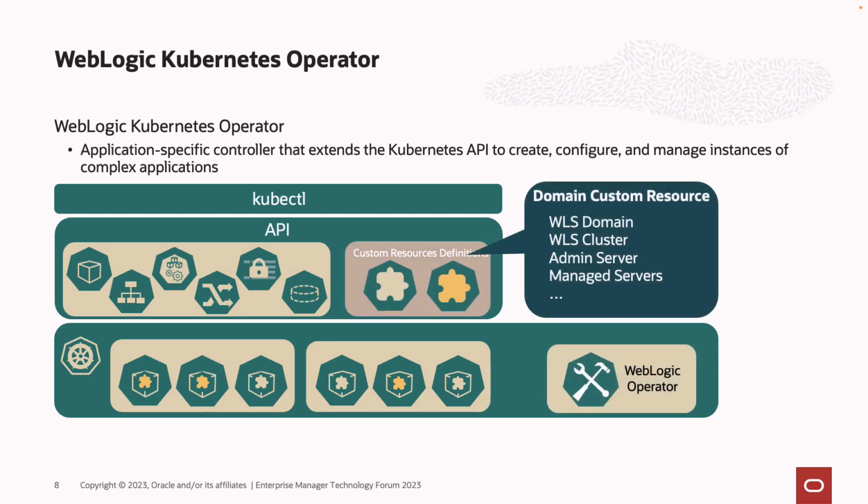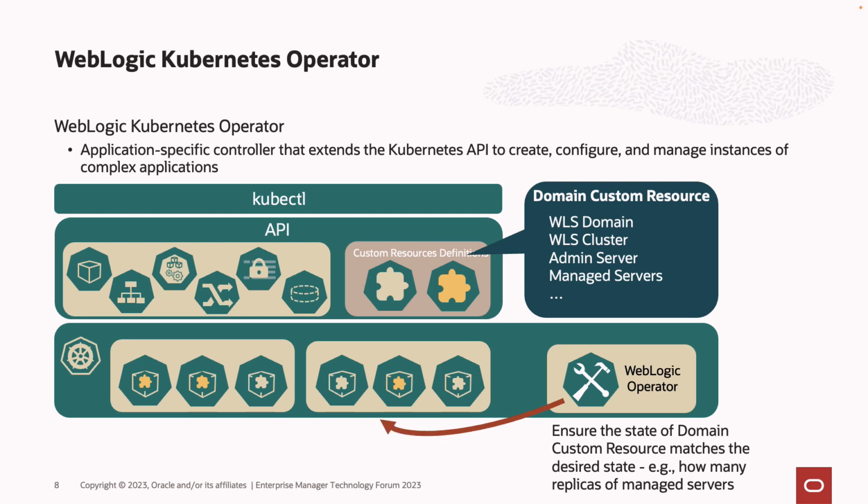When the operator is installed, it creates a custom resource definition, which defines a WebLogic domain type in Kubernetes. Once the domain type is defined, you can manage the domain using kubectl command, just like you do for any other Kubernetes resource type. The WebLogic operator always looks at the domain custom resource and tries to match the actual state to the desired state. So if one of the managed servers goes down, it tries to create another to match the number of replicas defined in the domain custom resource.